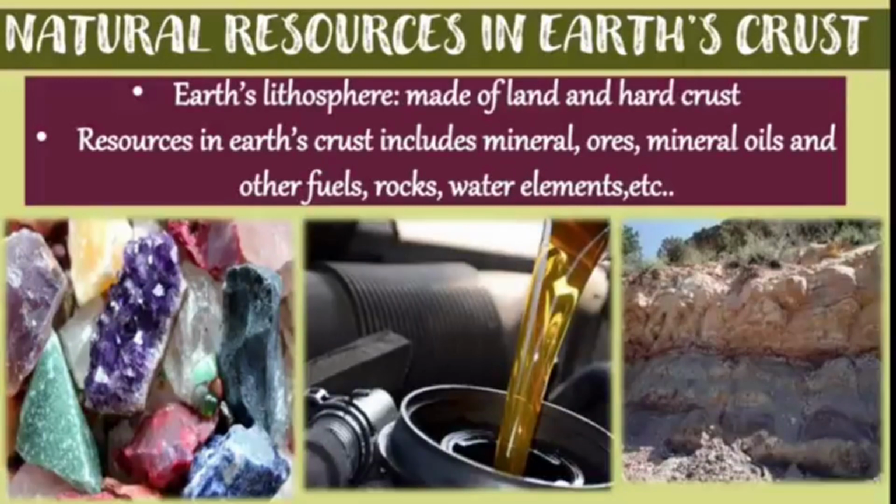Okay, so natural resources are also present in the earth's crust. Now, this is called the earth's lithosphere. What is it called? Earth's lithosphere, that is made up of land and a hard crust. Okay, so which are the resources that we find in the earth's crust? They include minerals, ores, mineral oils, and other types of fuels. We also find different types of rocks there, and many more things are found under the surface of the land, or we can say the earth's crust.